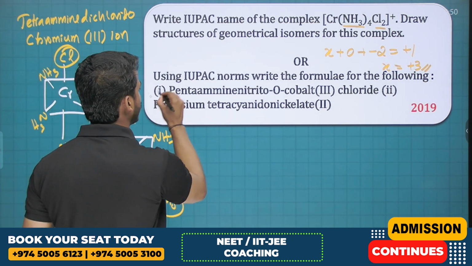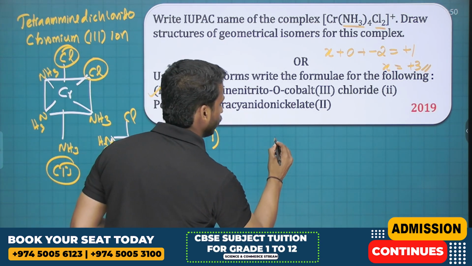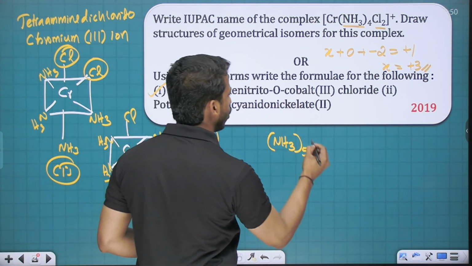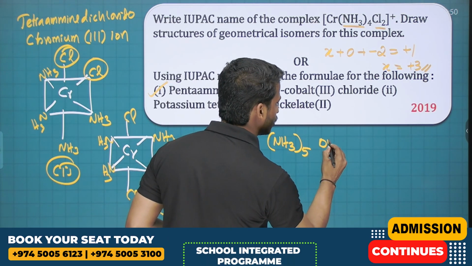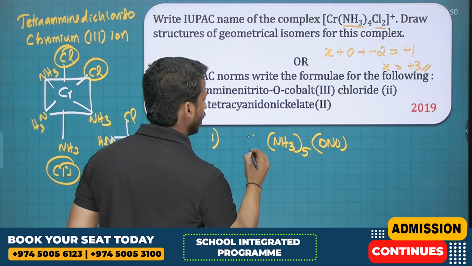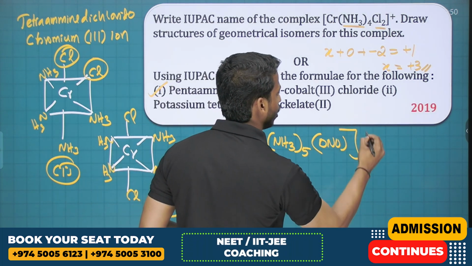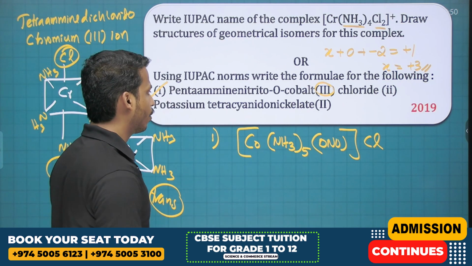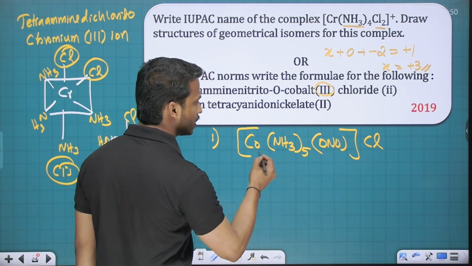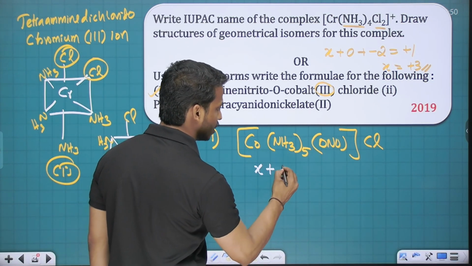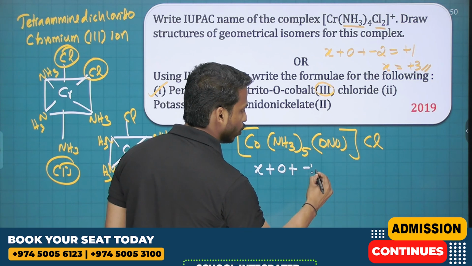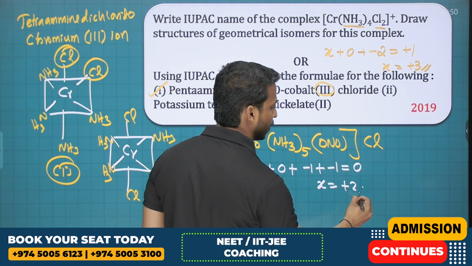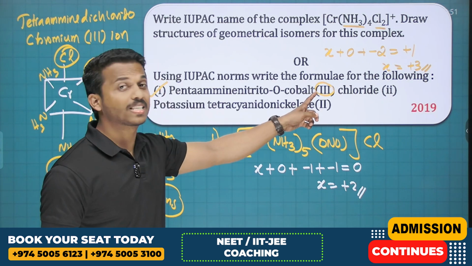Again, 2019, first question. Pentaamine. What is pentaamine? NH3 5 type. Nitrito-O. What is nitrito-O? Nitrito-O means ONO. Cobalt, CO is the metal, and outside chlorine. Overall charge you want to make it 3. Clear all of you? Let us calculate whether it's getting or not. Cobalt X, amine 0, ONO minus 1, 1 chlorine minus 1, overall 0. Yes, we are getting plus 2. But we need to get plus 3.